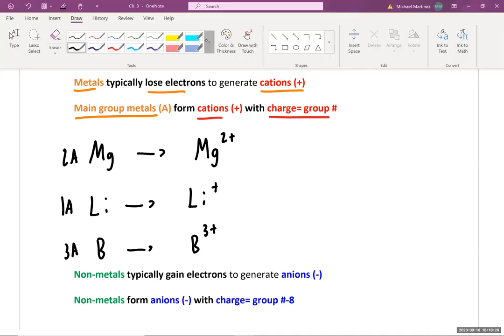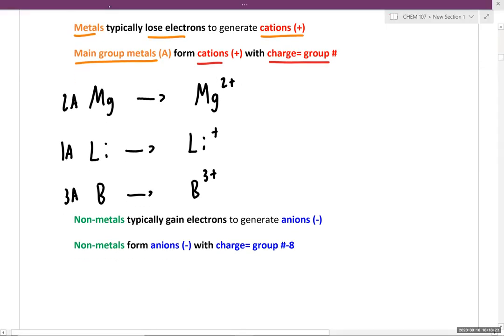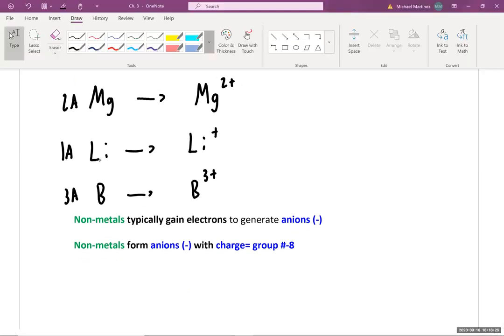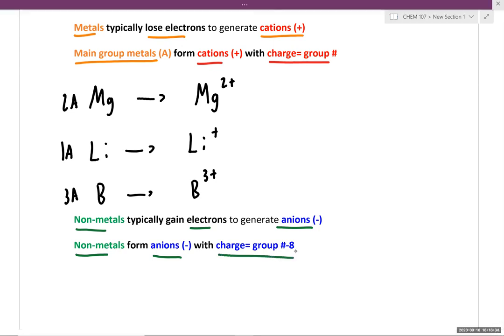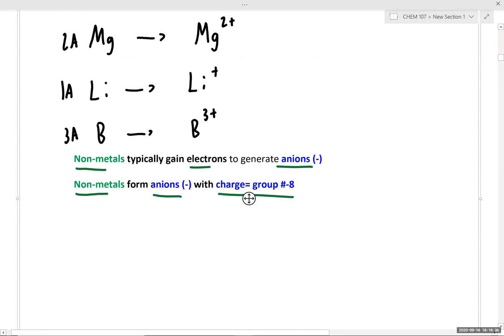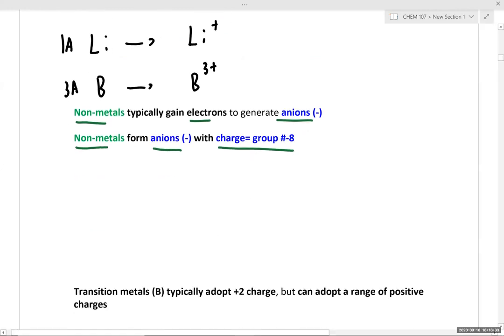Let's look at our non-metals now. Non-metals prefer to gain electrons to make anions, and non-metals form anions with a charge equal to the group number minus 8. So for example, nitrogen, which is a 5A element, 5 minus 8 gives us -3. So nitrogen prefers to form N3-. Sulfur, which is a 6A element, 6 minus 8 is -2.